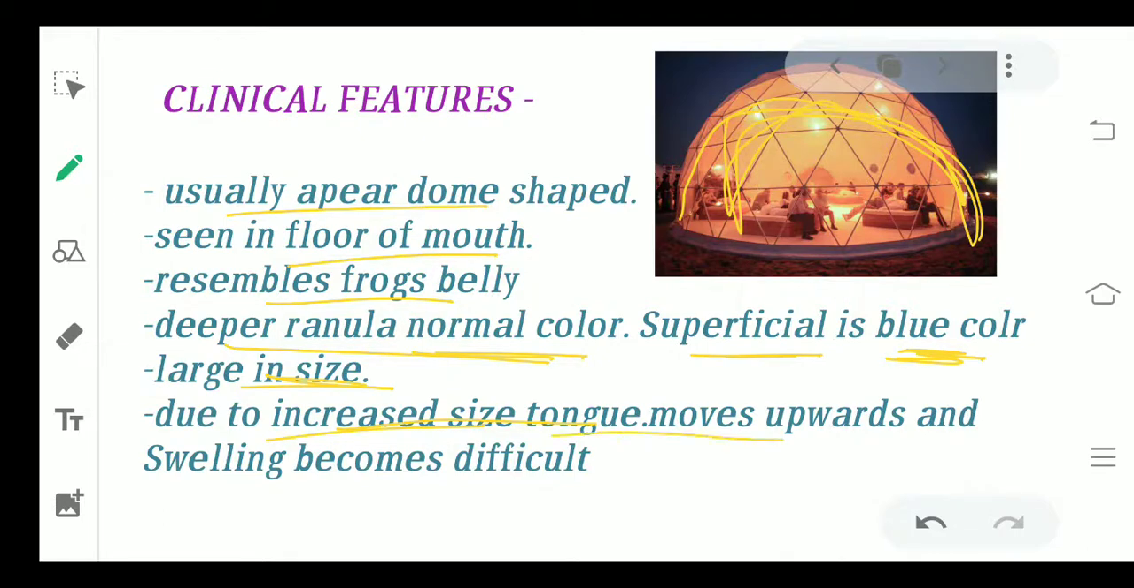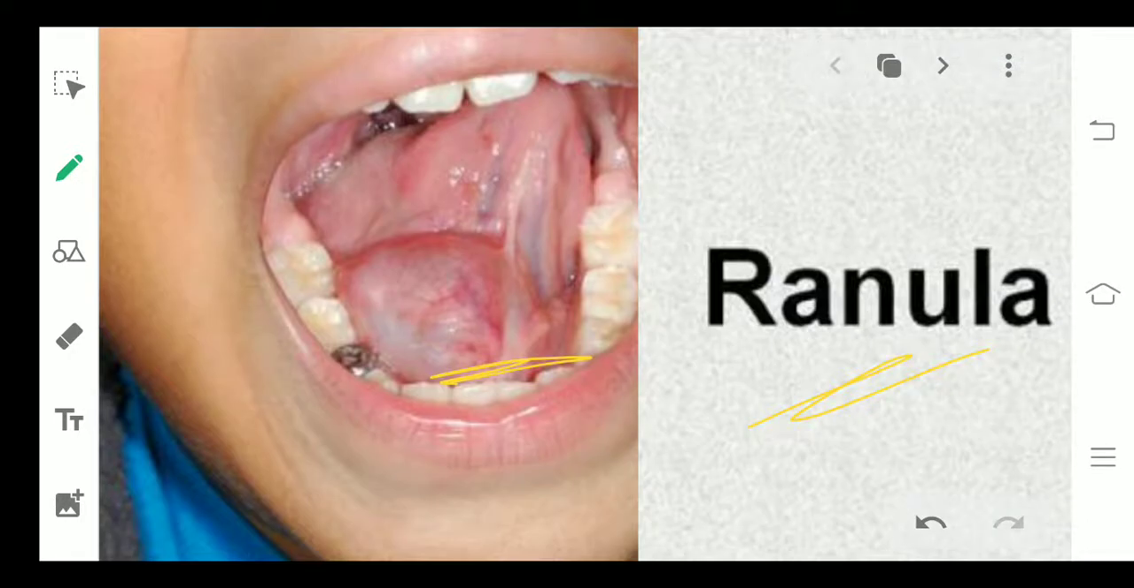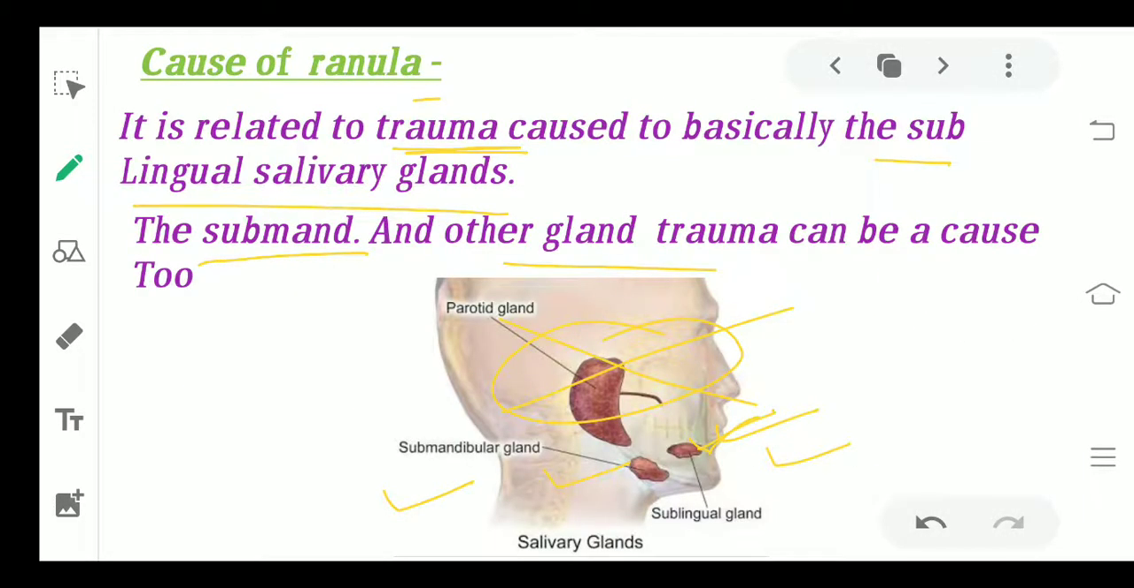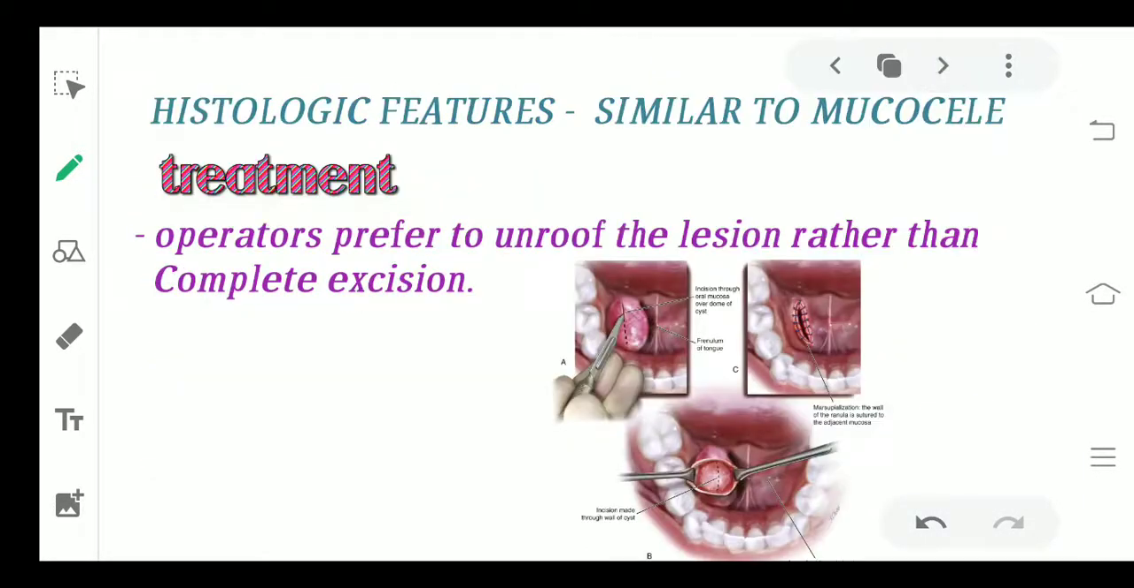Due to the increased size of the ranula, the tongue moves upwards and swallowing becomes very, very difficult. So just try to imagine here that if somebody is having a ranula here, obviously the tongue is not getting any place to settle down. So the tongue is going to move upwards and so deglutition or swallowing becomes very, very difficult for that person.